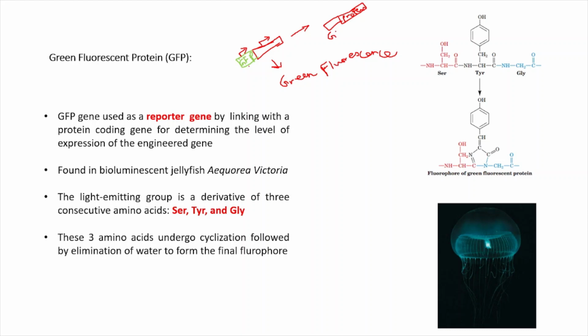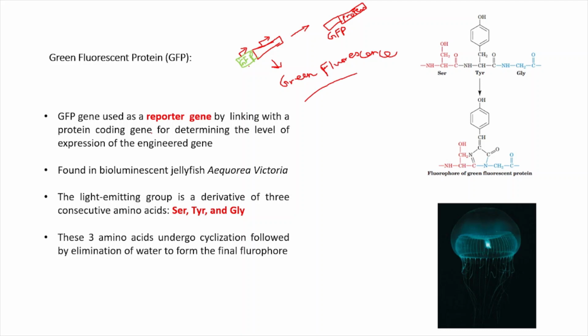So if your desired recombinant protein gene is expressed, then because you have attached the recombinant protein gene with the GFP gene, these two will be expressed simultaneously. So if the recombinant protein gene is expressed, the GFP gene will also be expressed, and we will have the recombinant protein along with the GFP protein. This GFP protein will give green fluorescence under UV light.